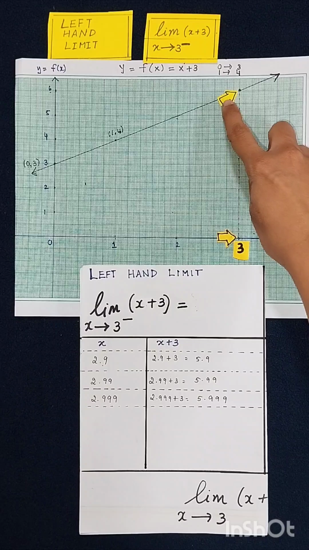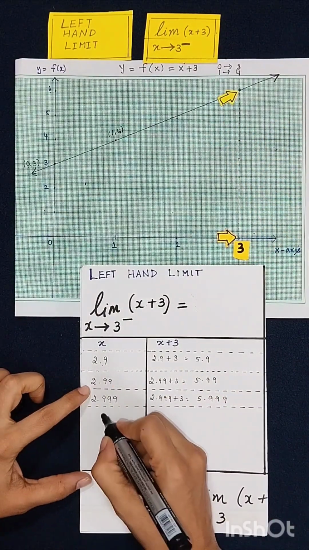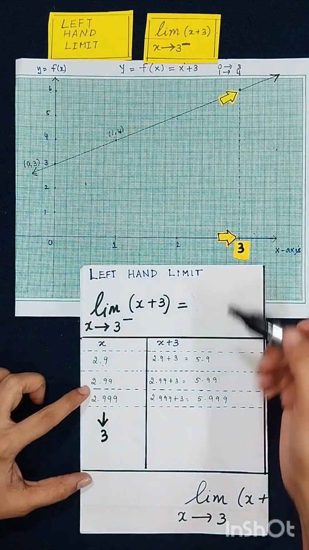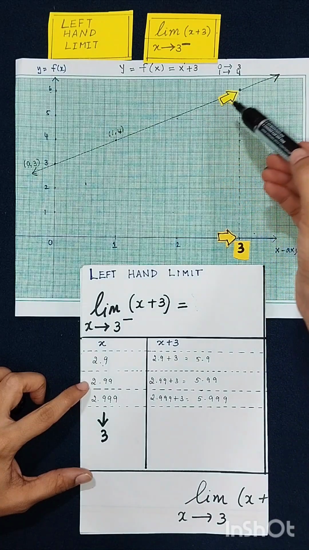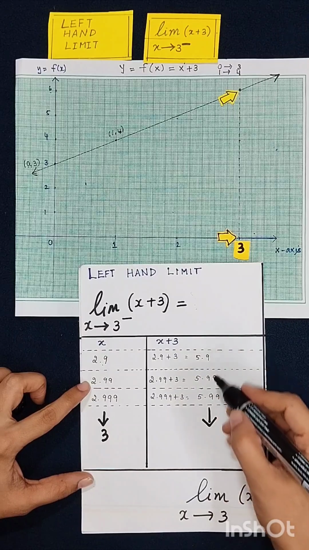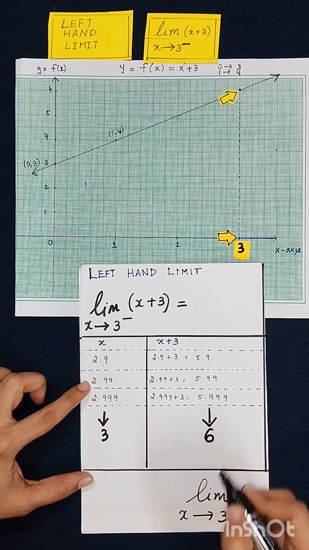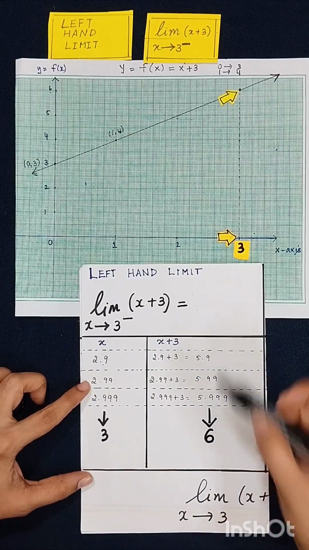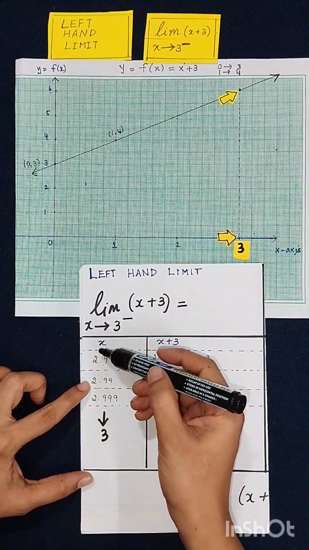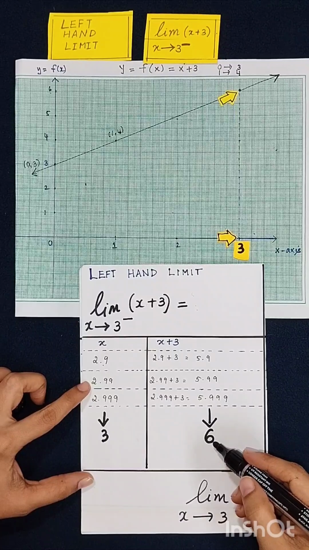So here it will be 5.999. If you observe the pattern here, if you approach 3 from the left, what is happening to the functional values? These values are approaching one number: 5.9, 5.99, 5.9999. It will be 6, right? These numbers are very close to 6 if you observe here. So if you approach 3 from the left, the outputs are approaching 6.